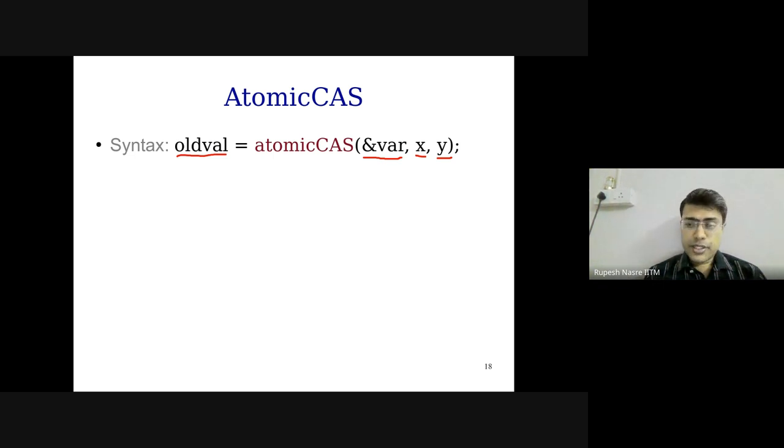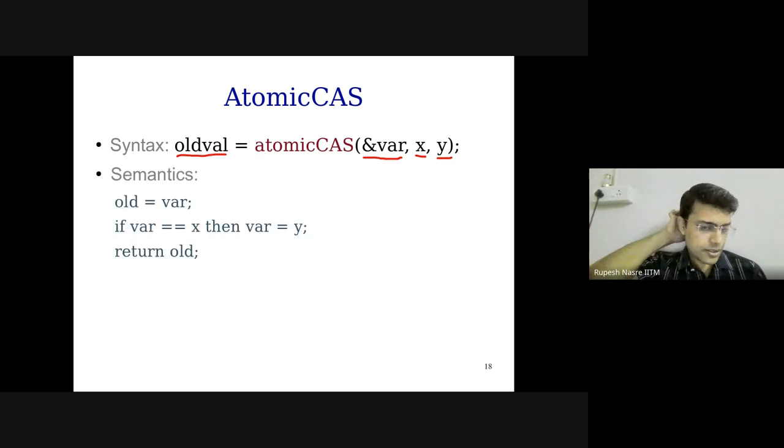So using this old value, I'll be able to figure out if I am successful or not in updating the value. Yeah, so that is the semantics: old equal to var. If var equals equals X, then var equal to Y. Otherwise, return old.